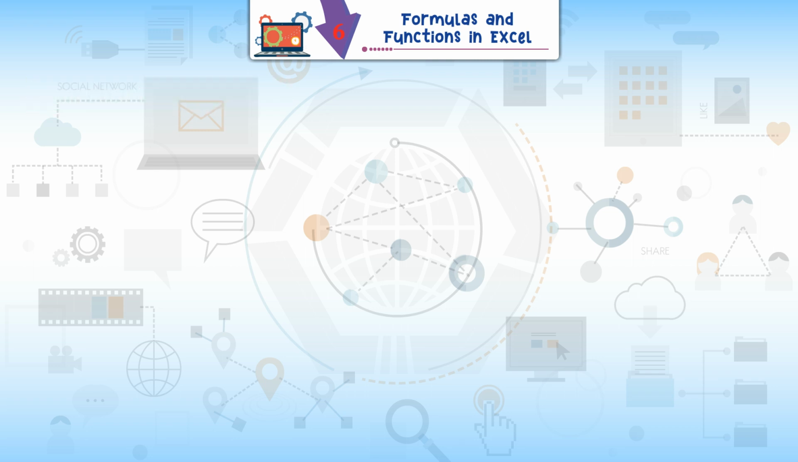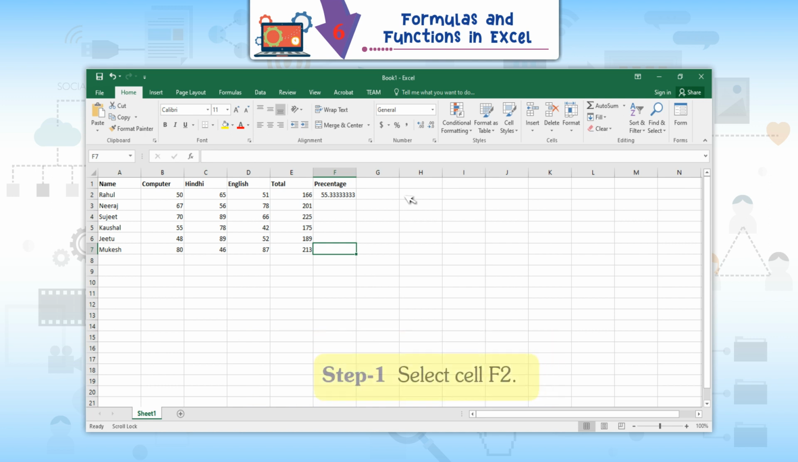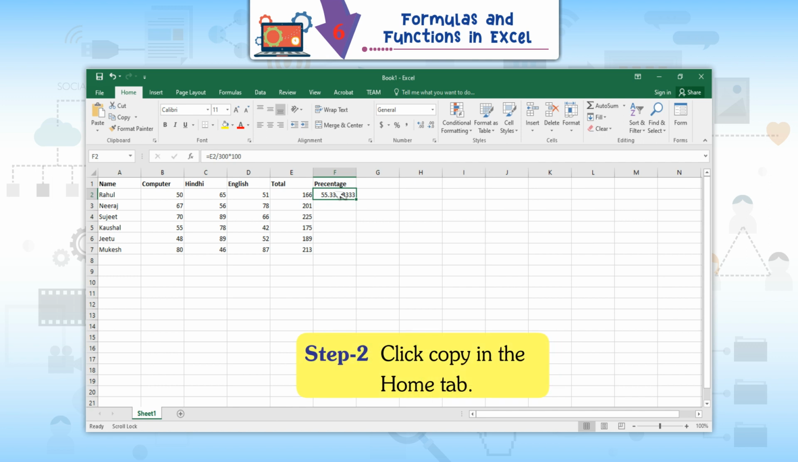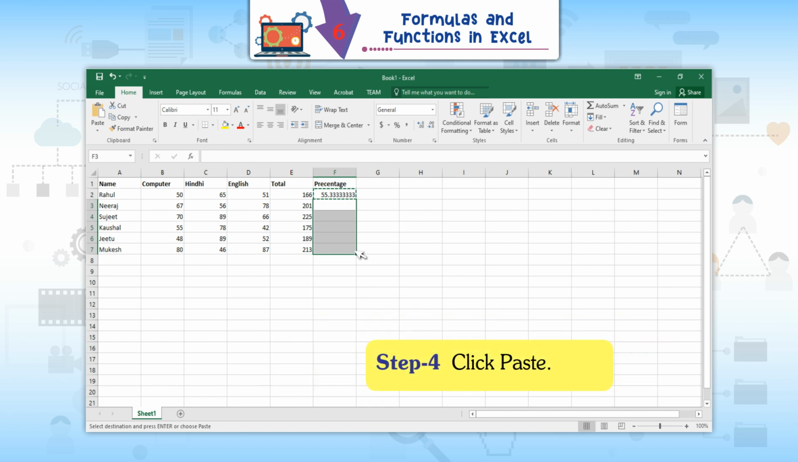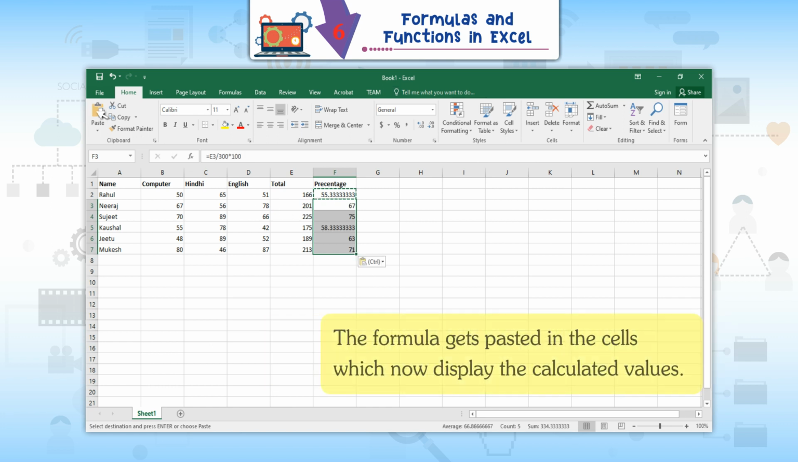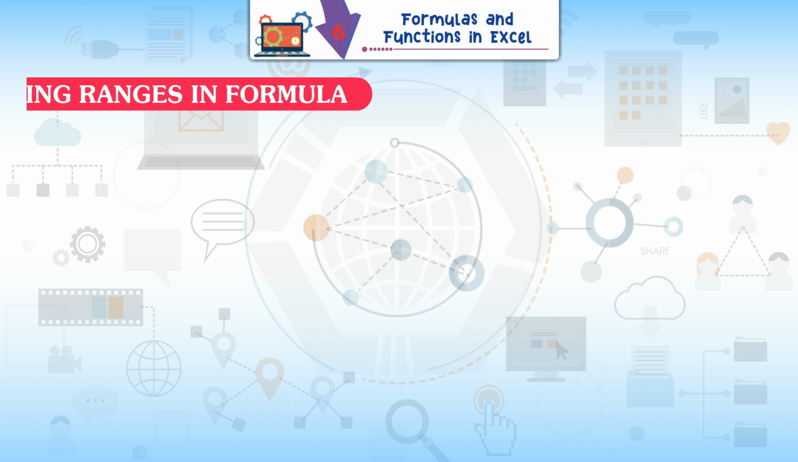Copying the formula. To copy the formula, follow the steps given below. Step 1. Select cell F2. Step 2. Click Copy in the Home tab. Step 3. Select the cells where you need to paste the formula, that is F3 to F8. Step 4. Click Paste. The formula gets pasted in the cells which now display the calculated values.